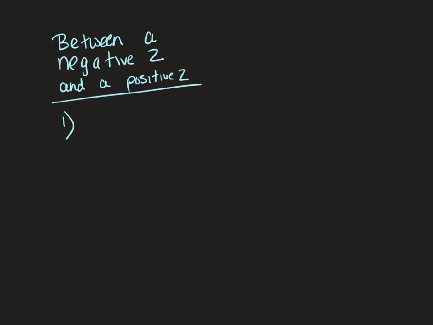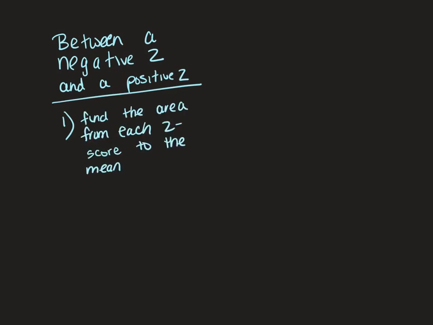So let's summarize how we can find the area between any two z-scores. To find the area between a negative z and a positive z, start by finding the area of each of those z-scores to the mean. Then add those two areas together.